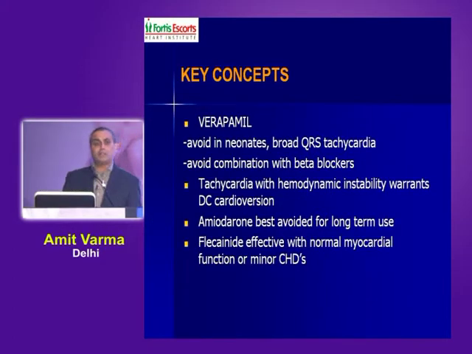The key concepts that I want to leave you with when you talk about antiarrhythmics is that verapamil, avoid it in neonates, broad QRS tachycardia associations. Avoid combination with beta blockers. If you do have tachycardia with hemodynamic instability, please do not hesitate to use DC cardioversion. And this is something that I keep talking about. DC cardioversion is not bad, as long as you know when you have to use it, but please do not hesitate using it. I think in adults, people are a lot more trigger happy using this. Amiodarone is best avoided for long-term usage, and flecainide is effective with normal myocardial function or minor CHDs.